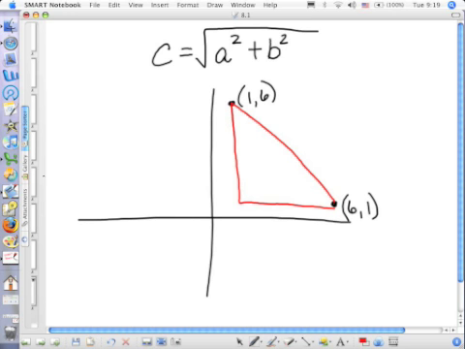Because if we're at 6 on the y-axis and we go down to 1, what's that distance? 5. How did I get 5 if I'm at 6 and I go down to 1? I subtracted. How did I get 5 if I'm at 1 and I go to 6? I subtracted. Okay? Now watch carefully. If this is C, and this is what I would call A, and this is what I would call B, because it's the distance, plug that into that, and you have your formula.